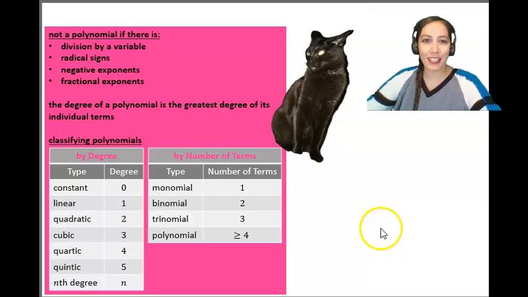I'm here with my teaching assistant, Chloe, for her latest tips and tricks. She wants you to know it's not a polynomial if there is any division by a variable, radical signs, negative exponents, or fractional exponents. The degree of a polynomial is the greatest degree of its individual terms, and if you are classifying polynomials by degree and number of terms, use these two charts.